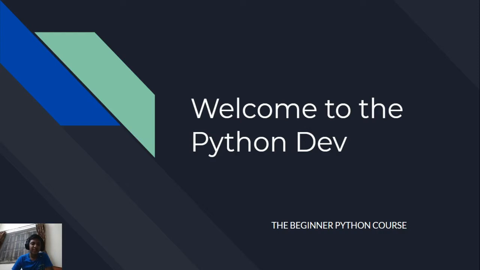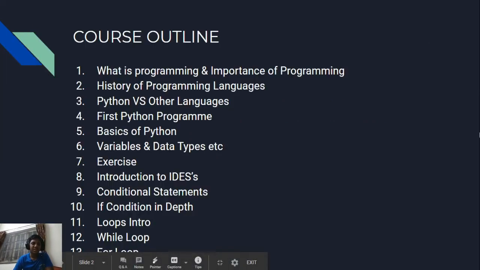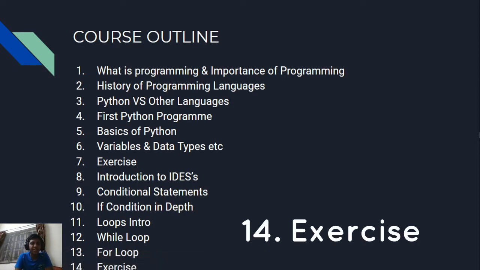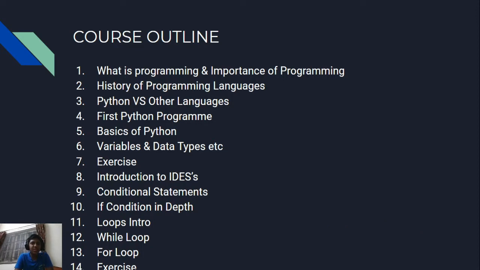And let's get started with the first one, the course outline. So this is the course outline. The first video contains what is programming and the importance of programming, and the second, history of programming languages. This is quite a nice concept to learn, and Python versus other languages. So in the third video, you're going to be seeing why I chose Python over other languages.